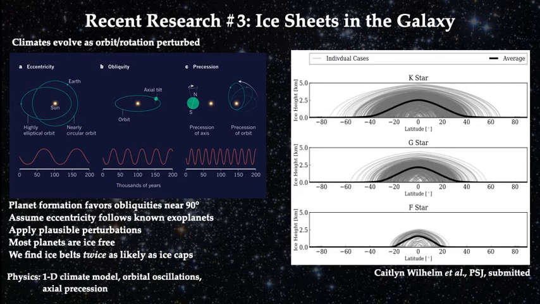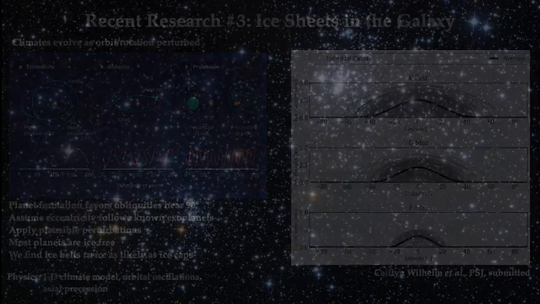At the end of 1 million years, we find that most planets are ice-free, but intriguingly, we also find that ice belts are about twice as likely as ice caps when ice is present. The ice belts that we formed are shown on the right in this paper from Caitlin Wilhelm that's under review. You see the trend immediately that planets orbiting K-stars tend to have much more and much larger ice belts than those orbiting F-stars. This is just due to ice's different reflective properties as a function of wavelength. Essentially, if an ice belt on an F-dwarf planet reaches about 20 degrees from the equator, it collapses into a snowball due to the ice albedo feedback.